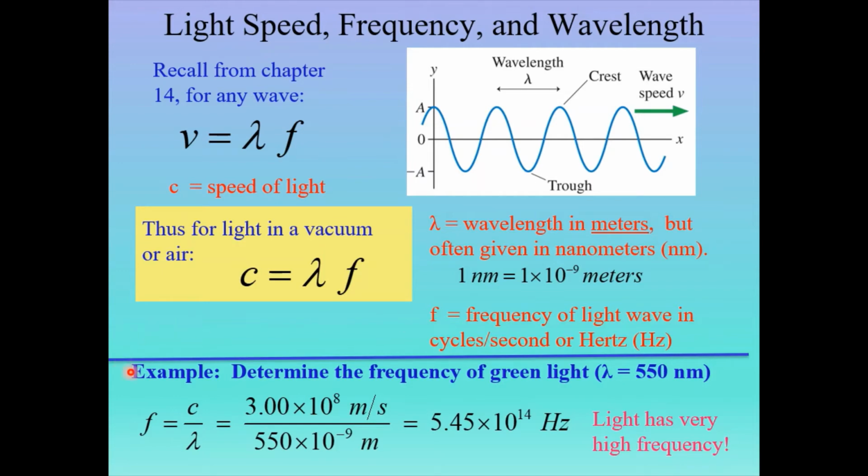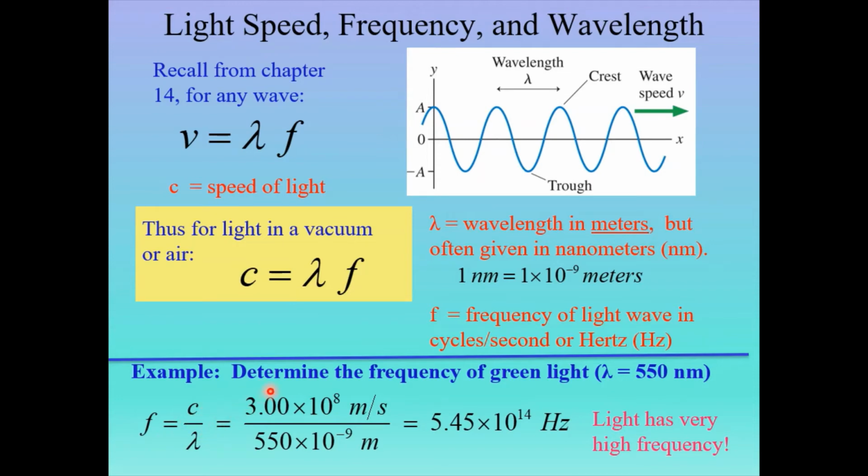So let's look at a little example here. Determine the frequency of green light, which has a wavelength of 550 nanometers. To figure out the frequency f, we're going to solve this equation for f. So we're going to divide both sides by lambda. So f is equal to c over lambda.